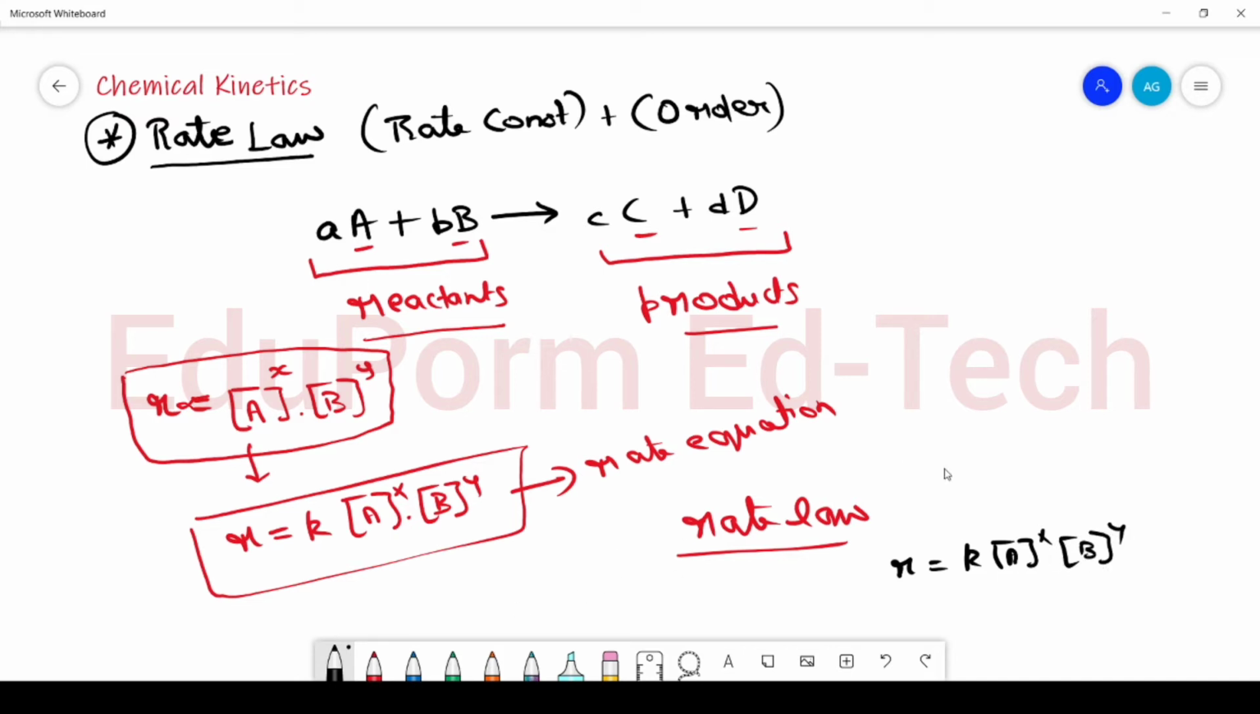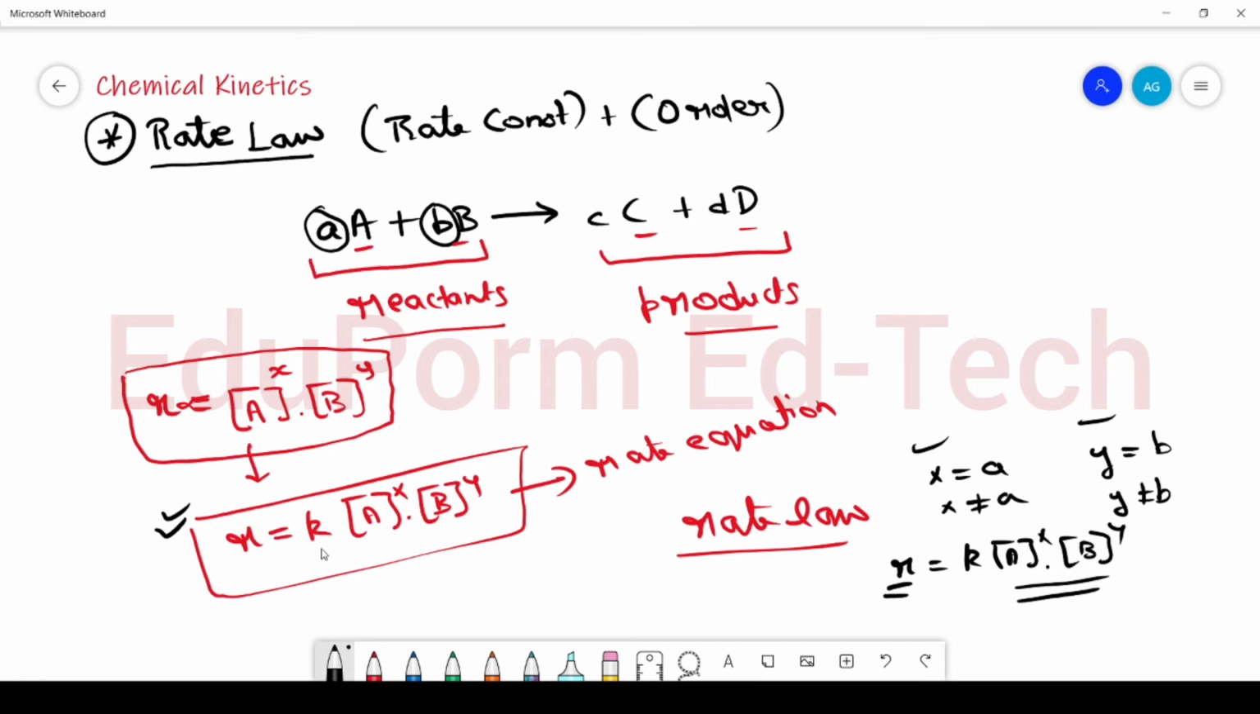So this is the rate law, where x can be equal to a, that means the stoichiometric coefficient, or x may not be equal to a. Similarly, y may be equal to b, the stoichiometric coefficient, or y may not be equal to b. So what is the rate equation? This is our rate equation. And what is rate law? According to rate law, the rate of reaction is expressed in terms of the concentration of reactants only, raised to some power which may or may not be equal to the stoichiometric coefficient.